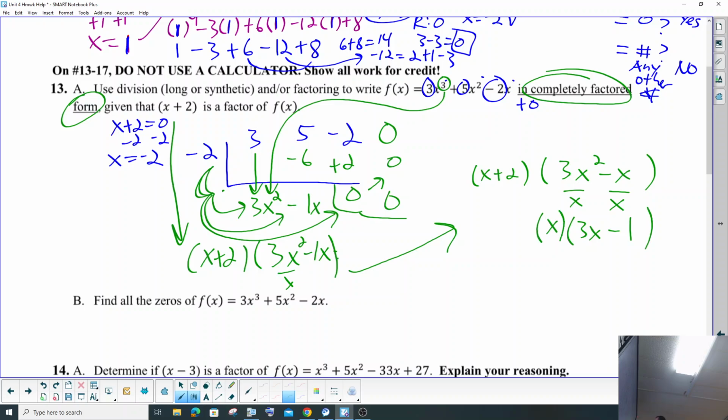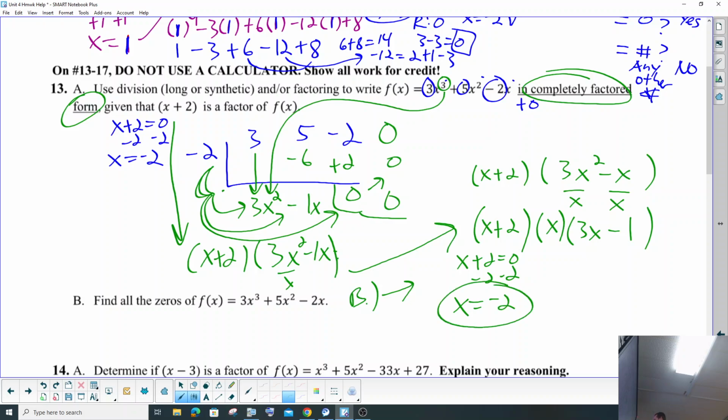Okay, so now we have all of our factors, so completely in factored form, right? Now part B says find all the zeros of what we just did. So this is part B next. So we just take each of those and we set them equal to 0. Minus 2 the other side, remember. So we get a negative 2 as one of our zeros.